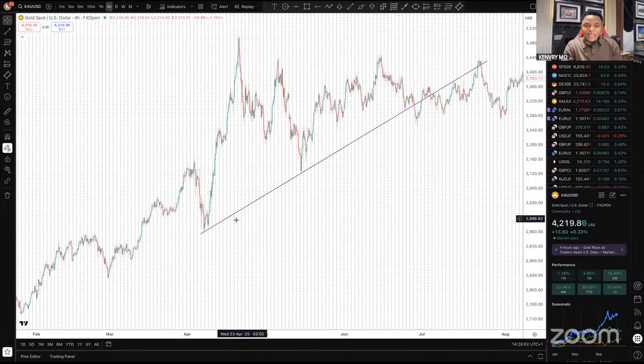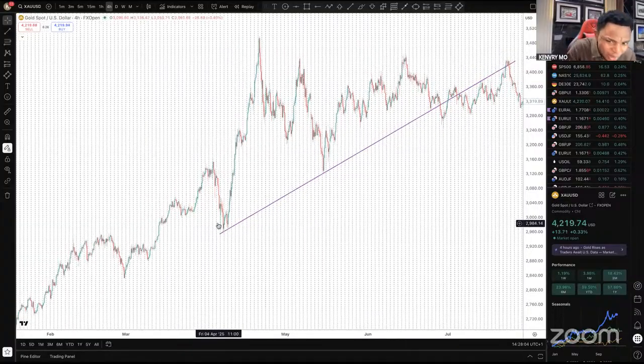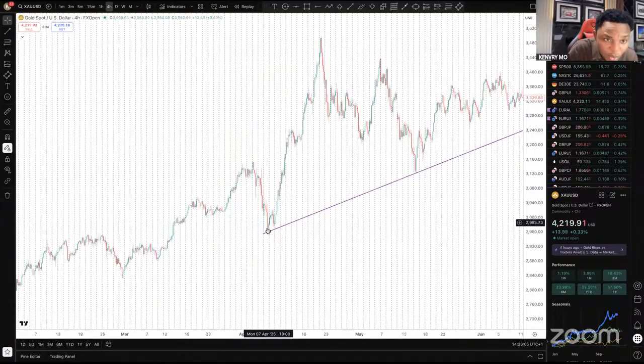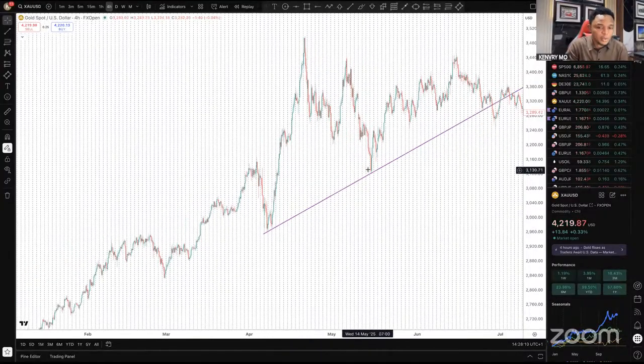So when you look at this market, this was a touch. It actually touched twice. So this was, I'm on 4 hours. This was a touch. This was a touch. Now this would have been the third one. And guess what? It played out very well.